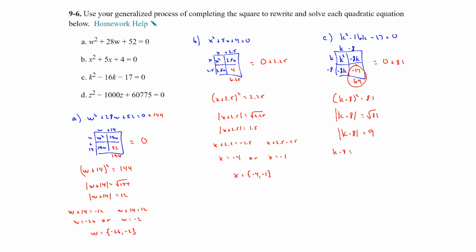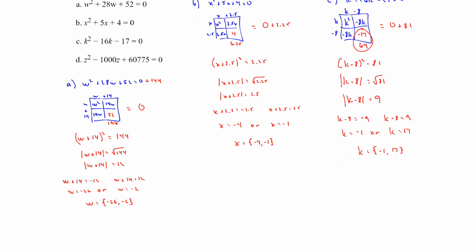So k minus 8 could equal negative 9, or k minus 8 could equal positive 9. Once again, there's two distances that would give you 9, and so therefore k, when you add 8, could be negative 1, or when you add 8, you could get 17. So k equals negative 1, or k equals 17. Or once again, you can plug it into a set there. All right, on to the next one.